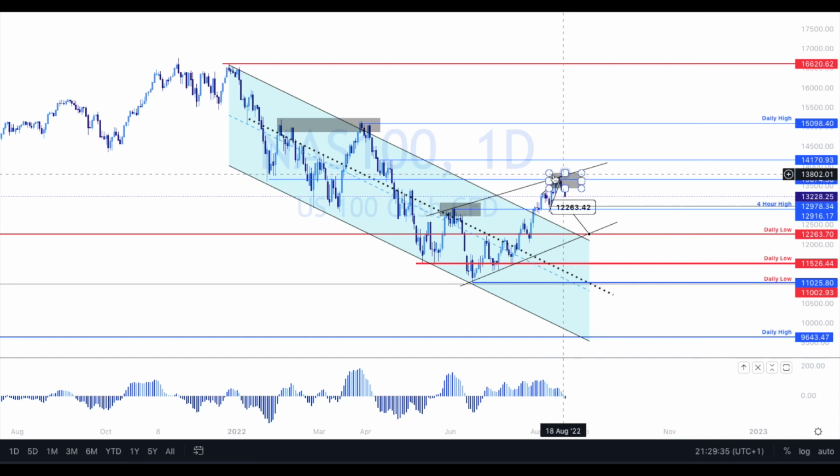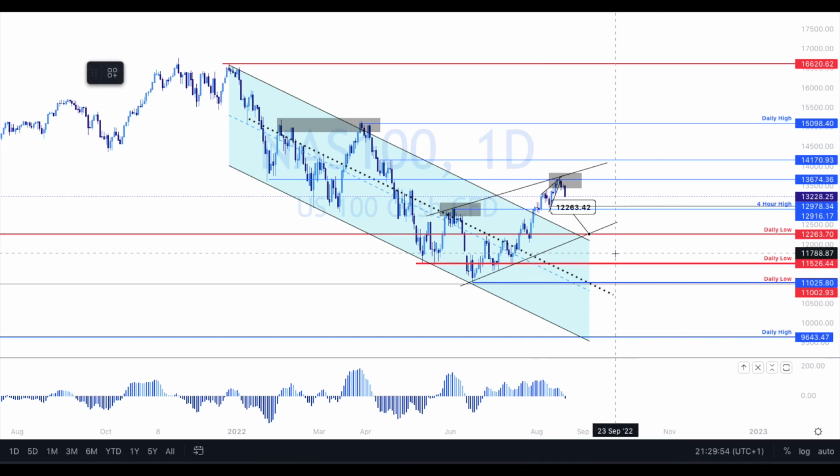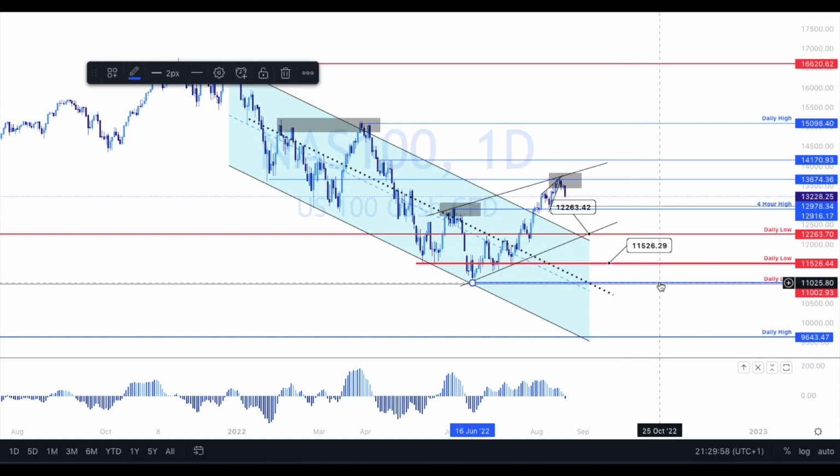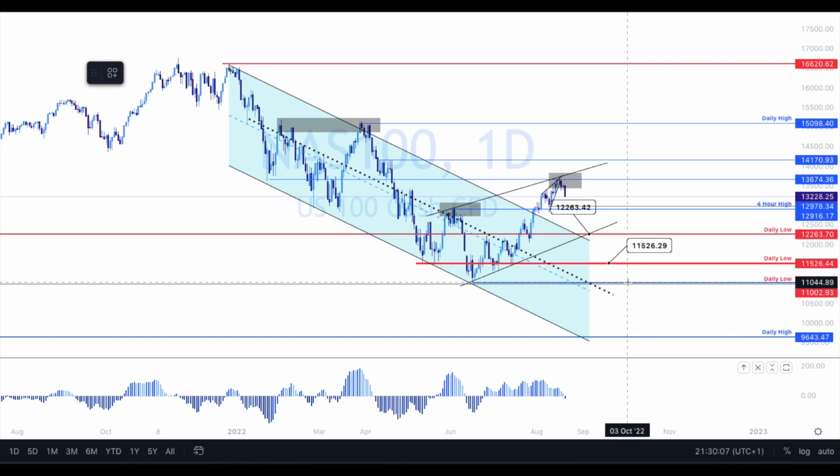Now that we can see that a high is broken, there's a good chance we're going to get a pullback down to one of these zones. So it's either 12263.48, or it could come even lower to 11526.29, or produce a double bottom at this level right here. And I have been talking about that for a little while now.